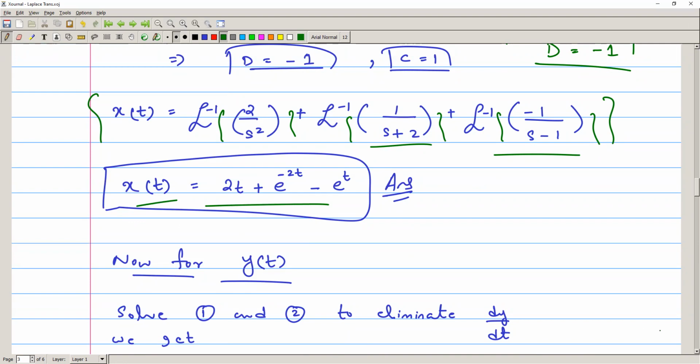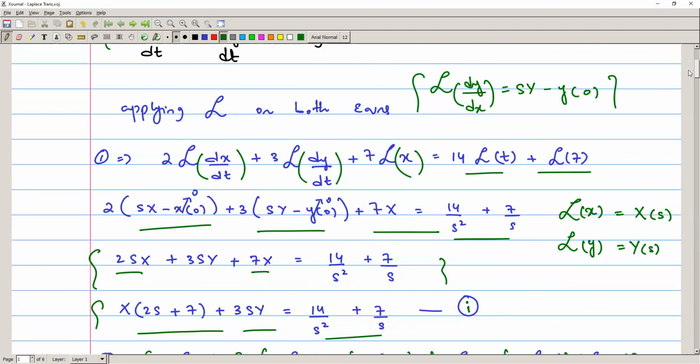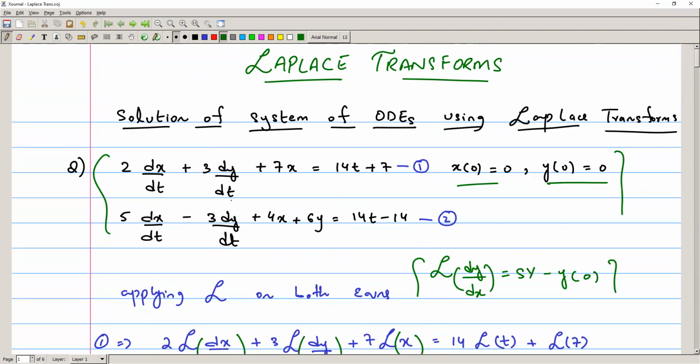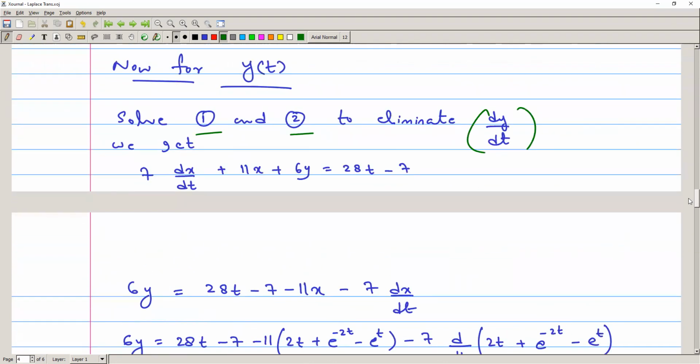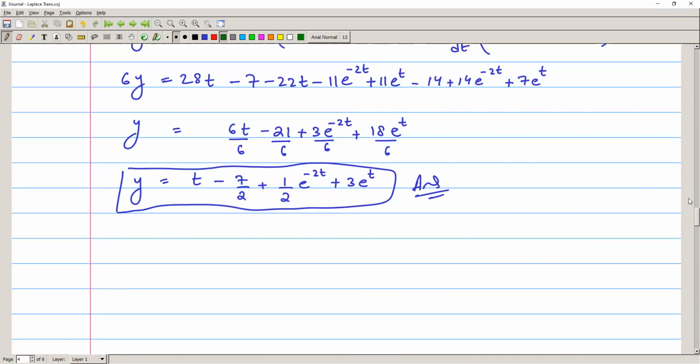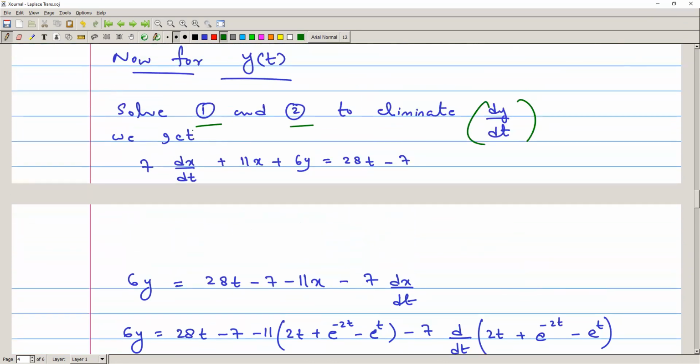Now we are going to work on y of t, and it's easy. We can use equations 1 and 2 to eliminate dy over dt. Here we are given two equations, and we can easily eliminate dy over dt by simply adding both equations, right? So we simply add 1 and 2 to eliminate dy over dt, and we get this equation: 7 dx over dt plus 11x plus 6y is equal to 28t minus 7.